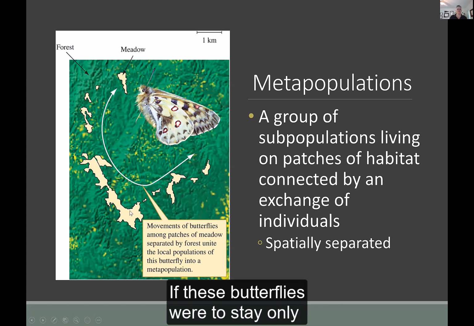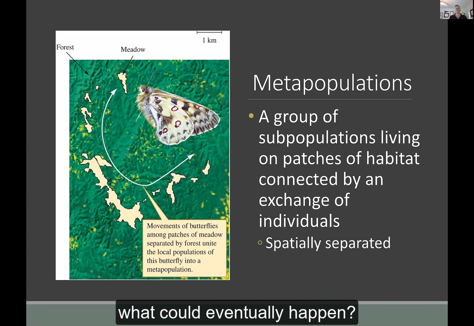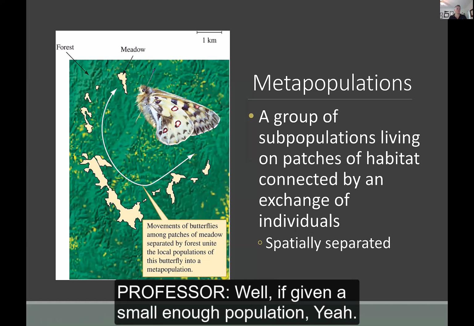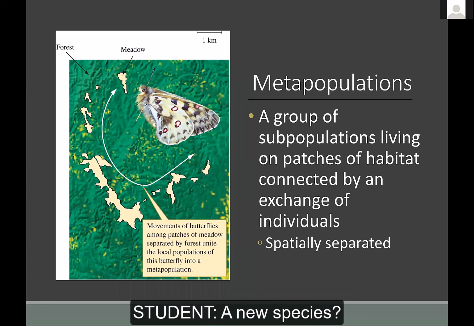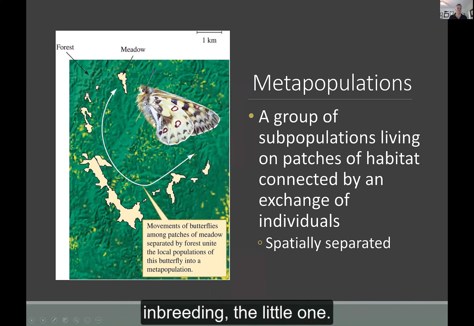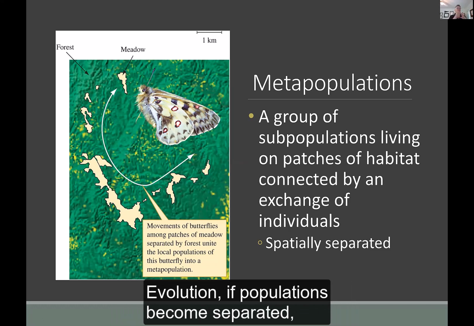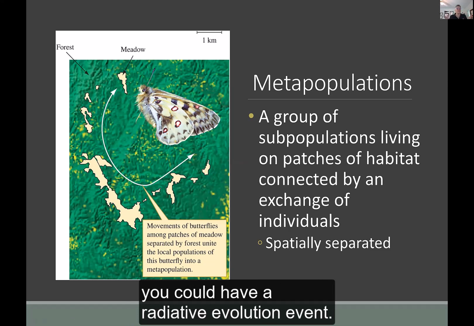If these butterflies were to stay only in the meadow in which they were born, what could eventually happen? Inbreeding? Well, if given a small enough population, definitely inbreeding. A new species? A new species, right? If we had one population here, one here, probably this low one is the group that's inbreeding. Each one of these could end up being its own species. If populations become separated, you could have an adaptive radiation evolution event.